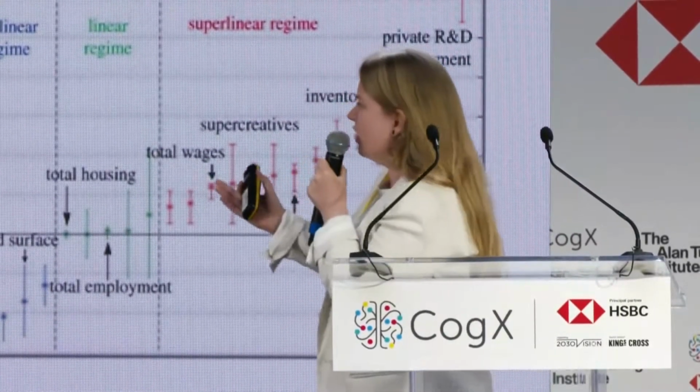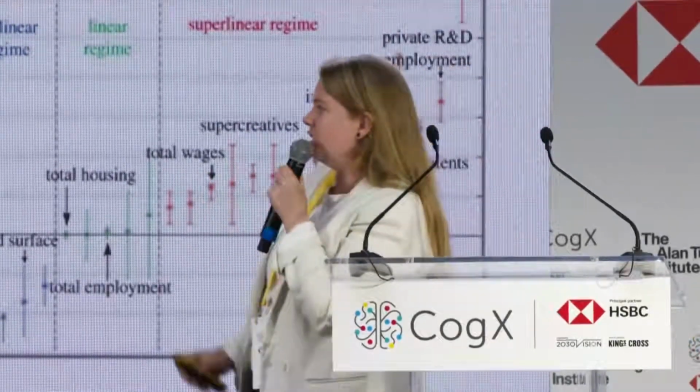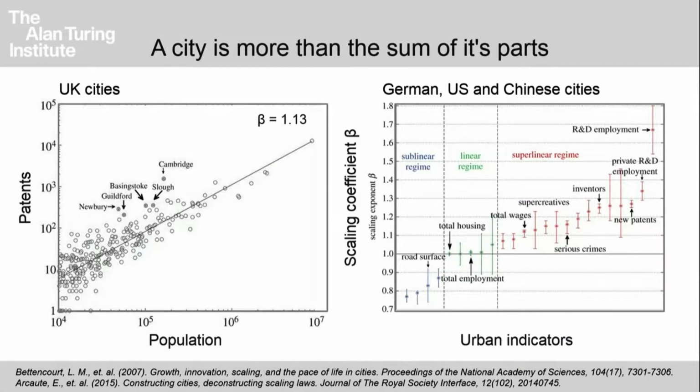On the left-hand side here, we have a very simple plot of population in cities against the number of patents that the cities produce, and we see across the world a conserved, what we're going to call a superlinear relationship. So the number of patents scales more than proportionally with city size. Larger cities produce on average many more patents than you might expect.